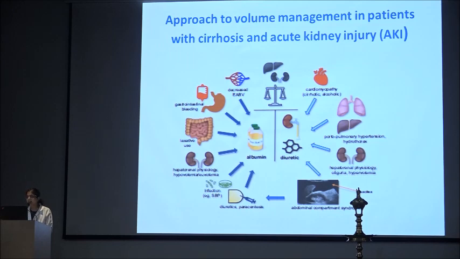Whereas in conditions like cardiomyopathy, portopulmonary hypertension, hydrothorax, and abdominal compartment syndrome, the patient will have hypervolemia. So we have to be very careful in managing them, and we can try giving them diuretics. So there has to be a balance between hypovolemia and hypervolemia in these patients.